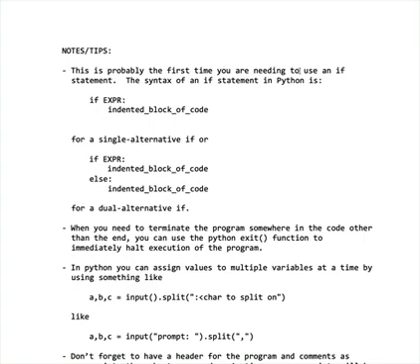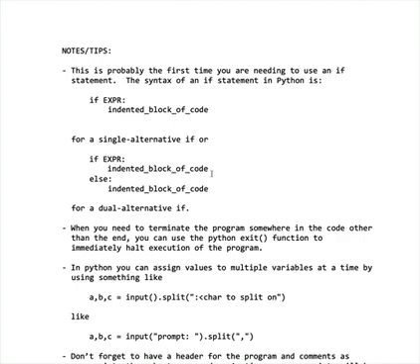Here are some notes and tips. Maybe this is the first time you're using it in a programming assignment, so I'm just refreshing your memory that an if statement with just one block of code is: if expression colon, block of code. If you have a dual alternate, two possible things to do, then you use: if expression colon, block of code, else colon, and then a block of code. So that's just refreshing your memory.